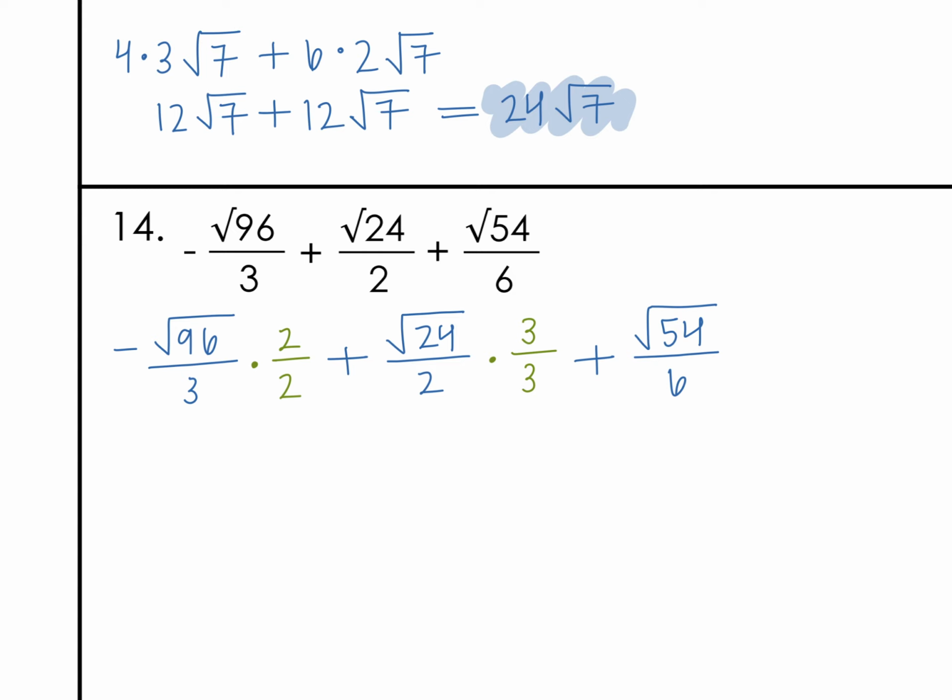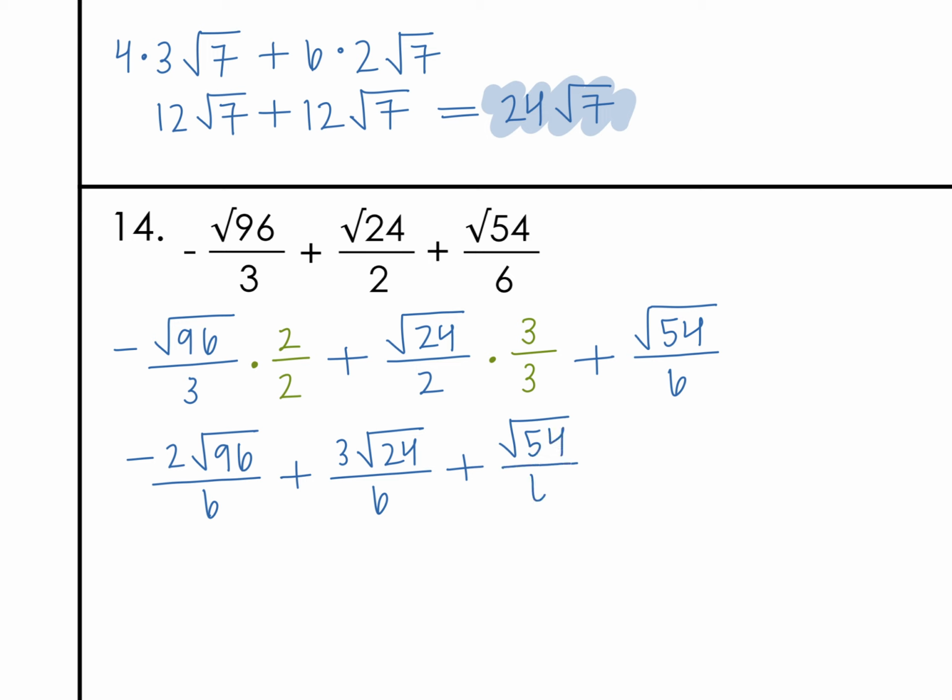All right, so now that I've done that, I'm going to go through and I'm going to simplify a little bit. So I'll get negative 2 square root of 96 over 6. Plus we'll have here that 3 root 24 over 6. Plus the square root of 54 over 6.